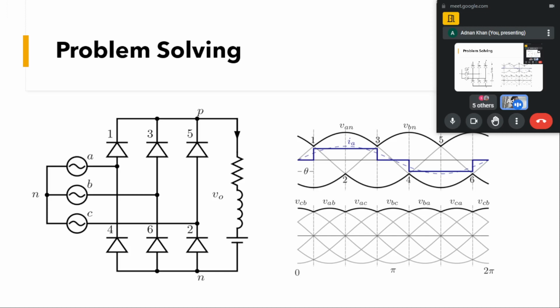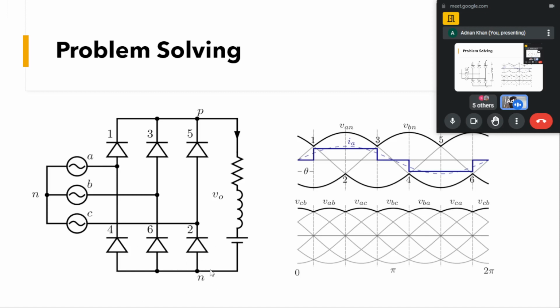So like we had discussed the conduction in the single phase, on a similar note we can see the conduction in this three phase. You can see the cathodes of the top three devices are connected to point P and the anodes of the bottom three devices are connected to point N.